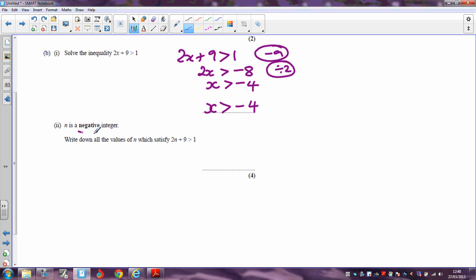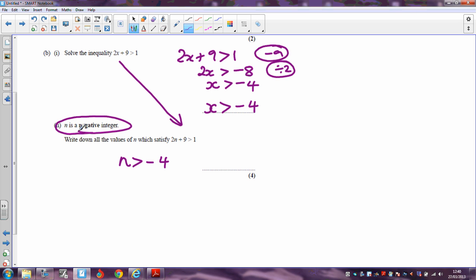The question now says that n is a negative integer. Write down all the values of n which satisfy 2n + 1 is greater than 1. Now that's almost the same inequality as this one, but instead of x we now have n, so the solution to that is going to be n is greater than -4.